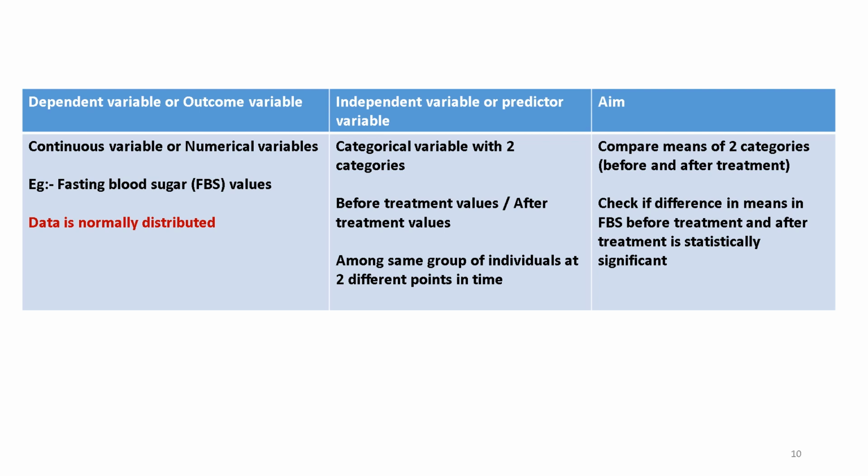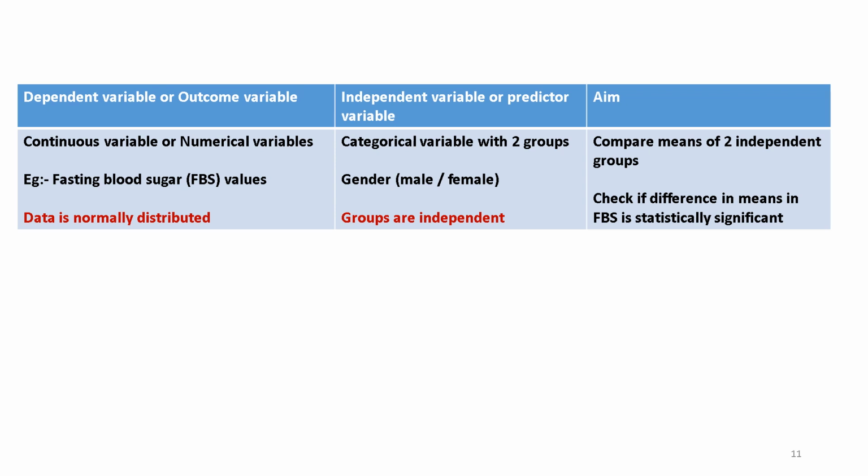Check if the difference in means in fasting blood sugar before treatment and after treatment is statistically significant. So in that case, data is normally distributed, so we can go for paired sample t-test. Now we can go through the next scenario.